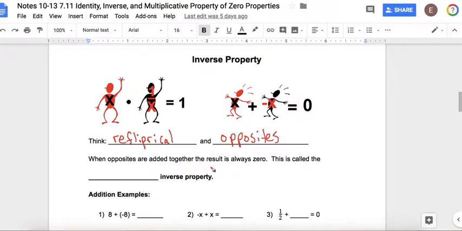When opposites are added together, the result is always 0. This is called the additive inverse property. So you can take a number and its opposite, add it together, and you're always going to get 0. So 8 plus negative 8 equals 0. Negative x plus x equals 0. So even though I'm using variables, still the same thing, equals 0. And 1/2 plus blank equals 0. So what's the opposite of 1/2? Negative 1/2.